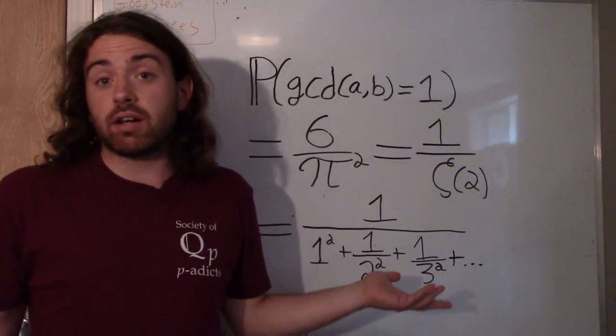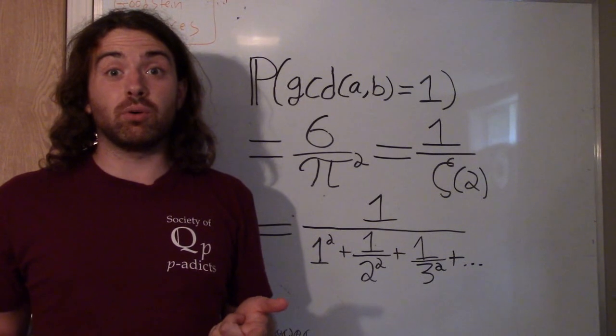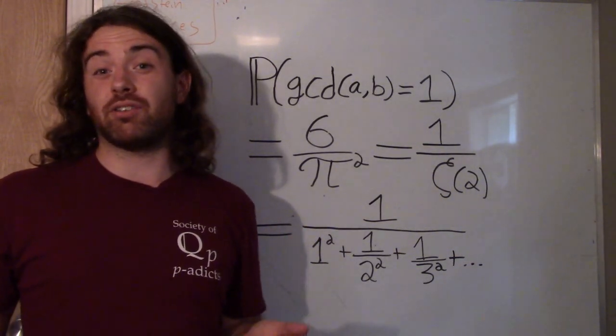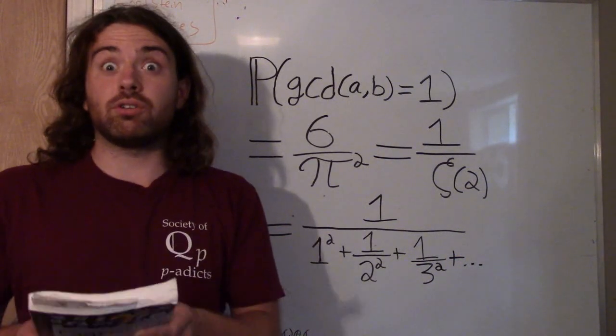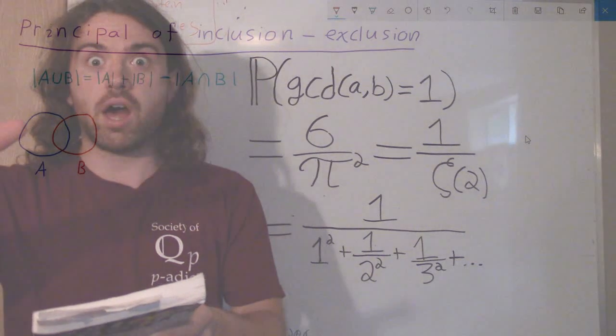Well, with that out of the way, before we get to the main proof, we need to talk about the inclusion-exclusion principle and establish a generalization thereof. So in order to do that, we're going to have to travel to the Platonic realm.